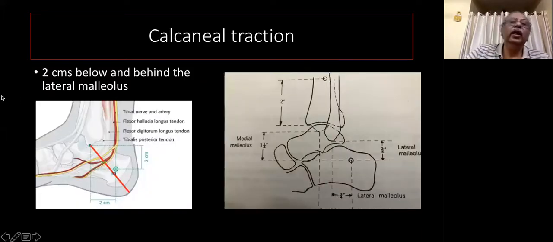Then you should read about this calcaneal traction, where to apply. It is usually 2 centimeters below and behind the lateral malleolus, 2 centimeters below and behind the lateral malleolus. Why do you want to put it like that? You want to avoid injury to the neurovascular structures.